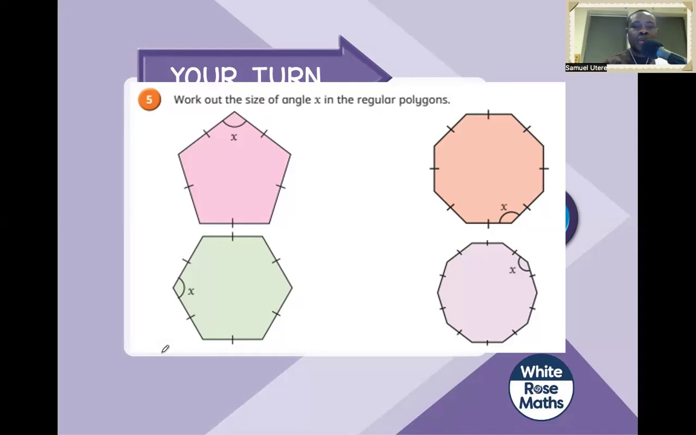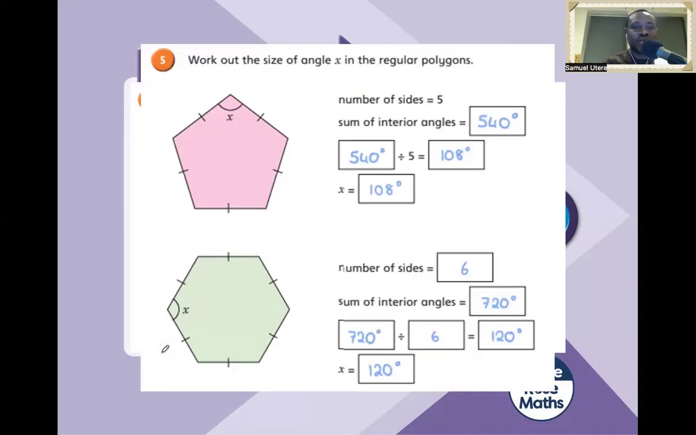Assuming you've paused the video and you've answered the questions, here are the answers. Let's discuss them. So for question 5, you were asked to work out the size of angle X in the regular polygons. Now you can see these hatch marks. They tell you that these are equal sides and the angles obviously would be equal, so they're regular polygons. So the number of sides is 5.